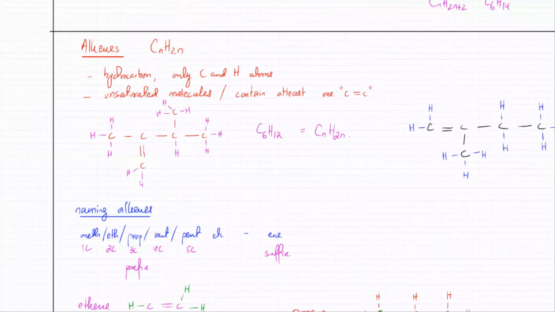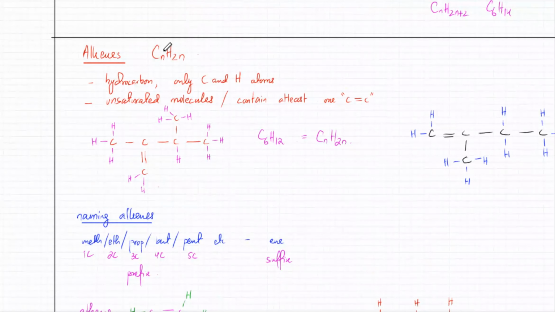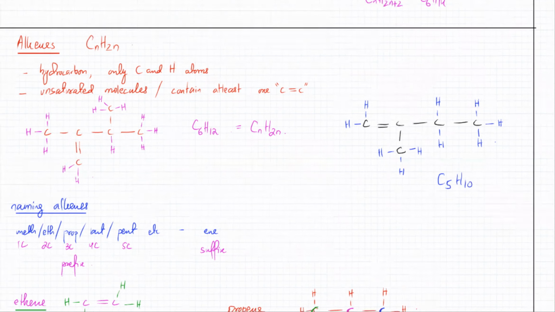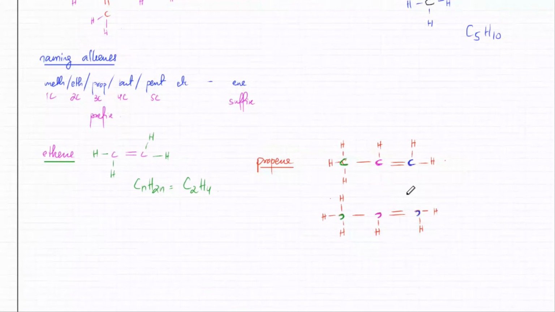The general formula of an alkene was CnH2n, which means that whatever the number of carbon atoms, the number of hydrogen atoms is going to be twice the amount. So if there are 5 carbon atoms in a molecule, the number of hydrogens is going to be 10. So it's going to be C5H10, with the number of hydrogen atoms double that amount. So that's how you name alkanes.